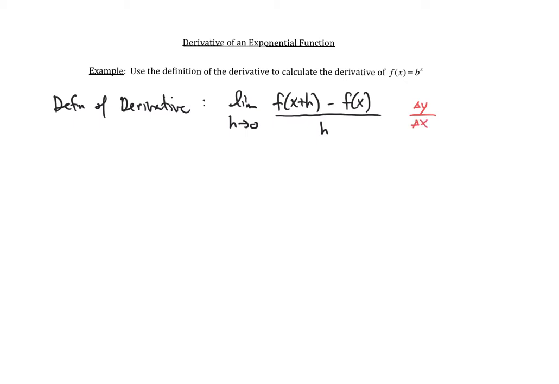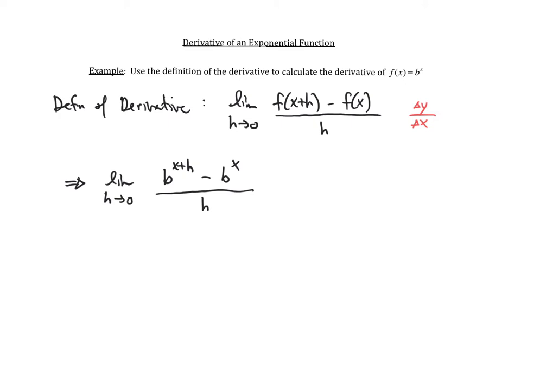Okay. So for us, our function is going to be b to the x. So when we calculate f of x plus h, what that means is I'm going to substitute in an x plus h anywhere I see an x. So let's do that. Substituting, we're going to get the limit as h goes to 0, b to the x plus h minus b to the x all divided by h.